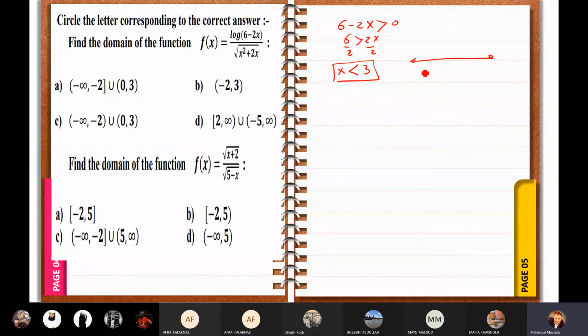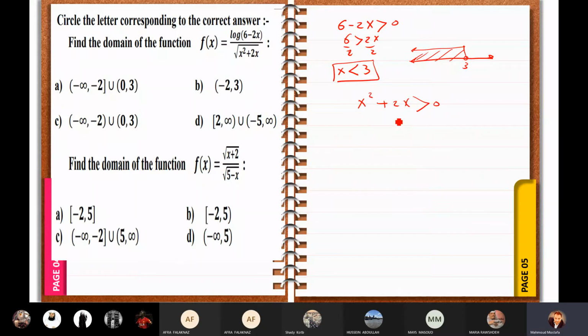So x less than 3. If you have here 3, then to the left hand side. Okay. The denominator square root: we said the square root must be greater or equal, but because it is in the denominator also, it cannot be equal to 0. So I have to put x squared plus 2x greater than 0.